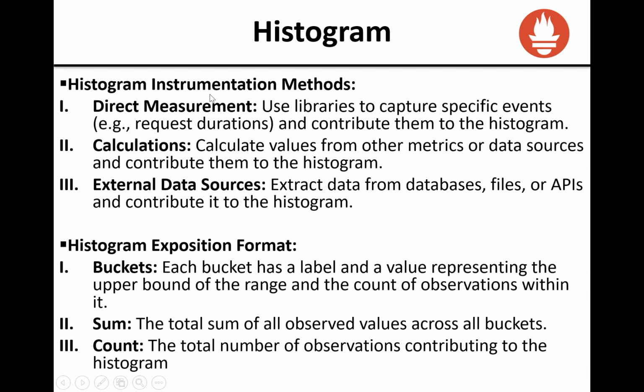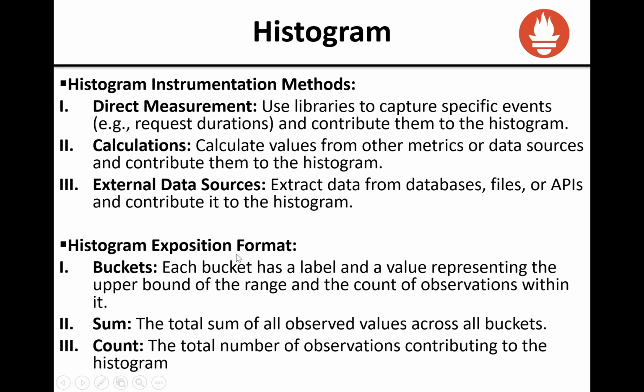There are three types of instrumentation methods. First one is direct measurement, second one is calculations, and third one is external data sources. In the direct measurement, it uses libraries to capture specific events like request durations and contribute them to the histogram. In the calculations, calculate values from other metrics or data sources and contribute them to the histogram. In the external data sources, it extracts data from databases, files or APIs and contributes it to the histogram.